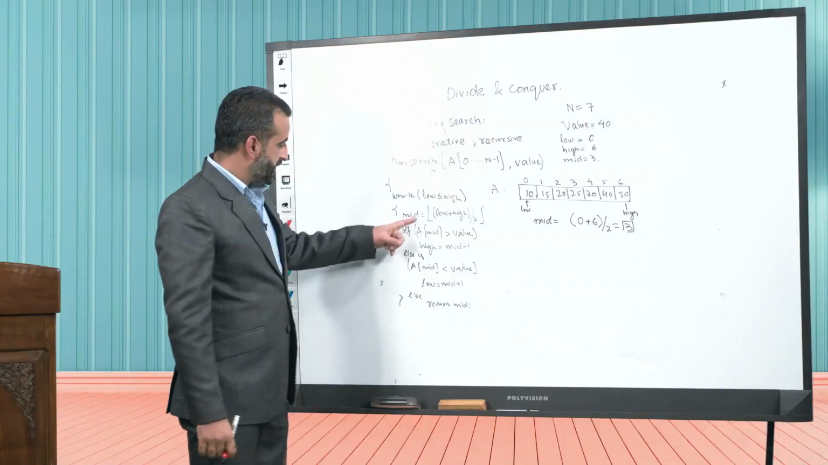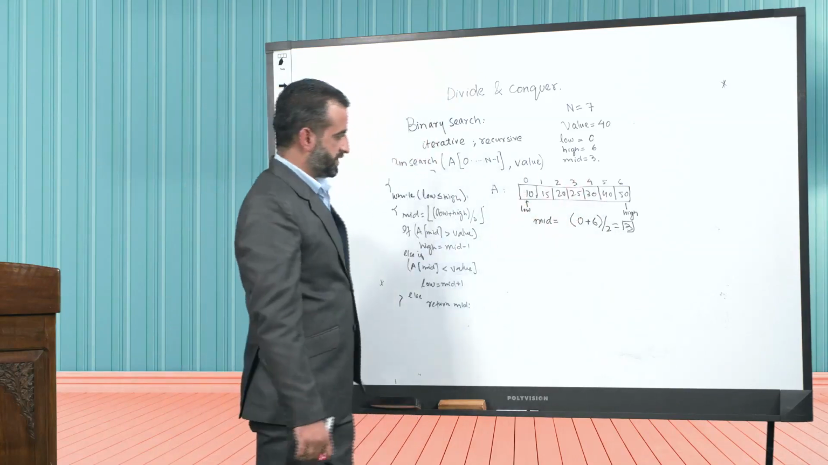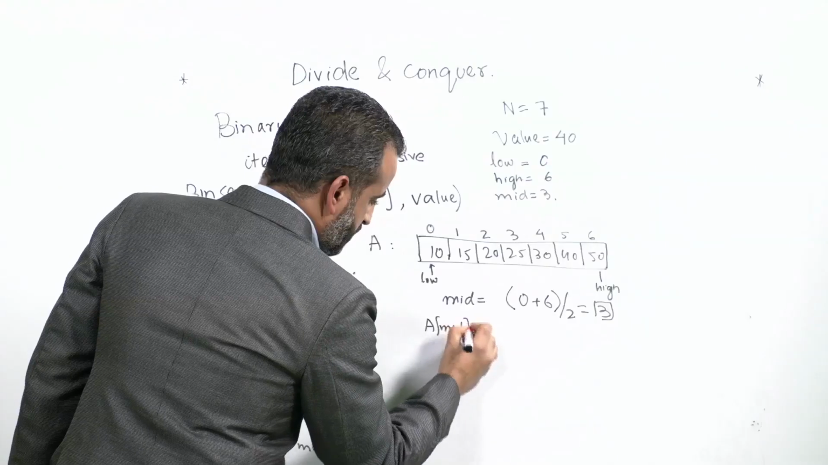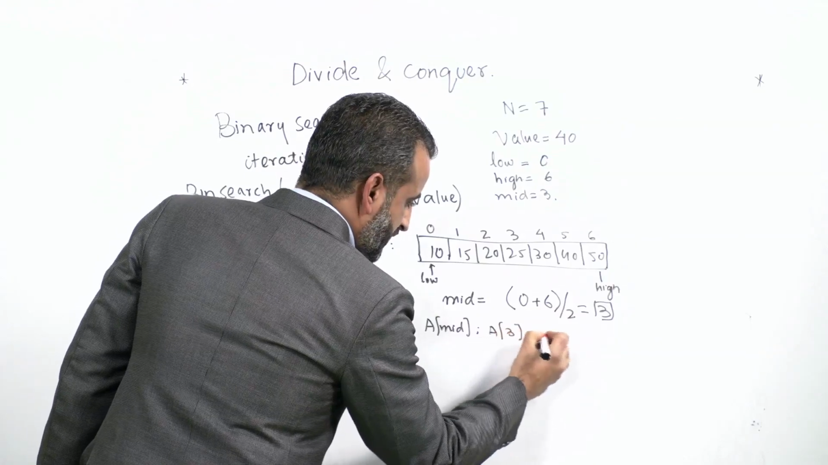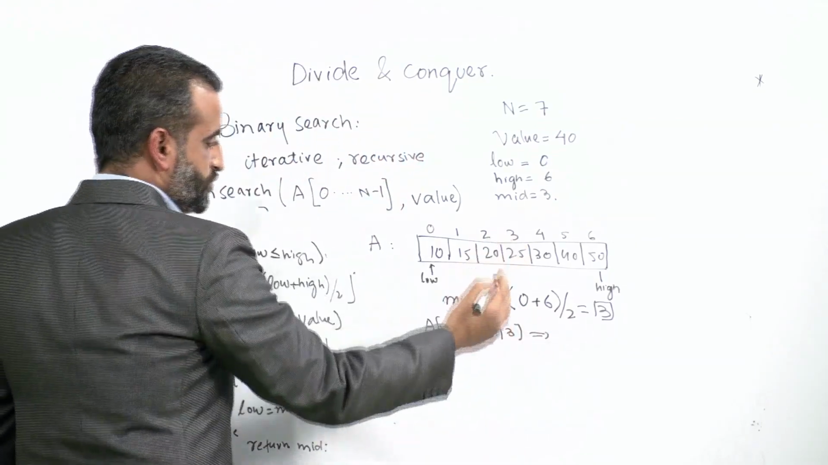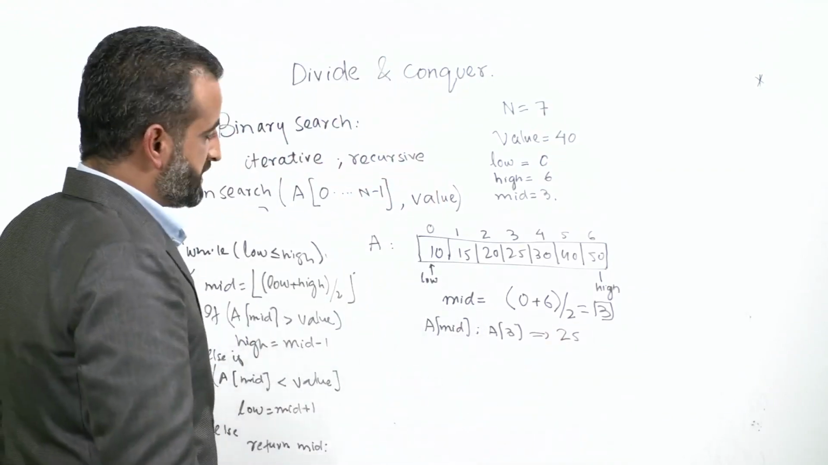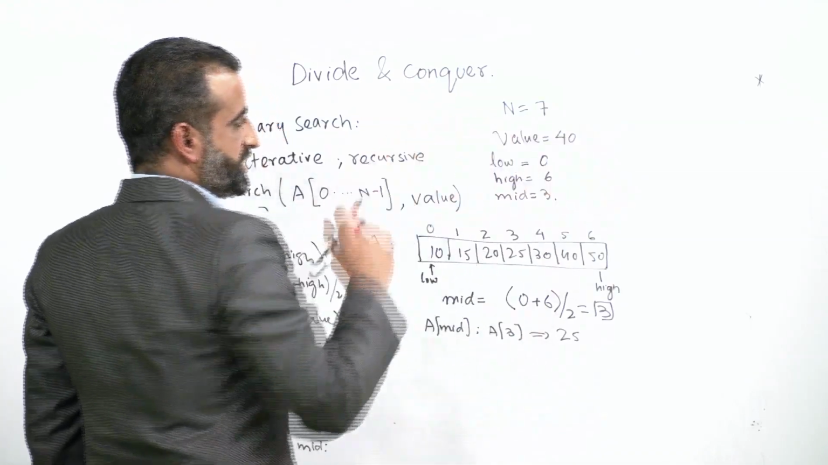Once I compute my mid, I need to look at the value that's at this location mid. So my A of mid is now A of 3. What's the value at A of 3? A of 3 is a value 25. Now what we will do is compare this value at the middle position with the value that we are trying to search.